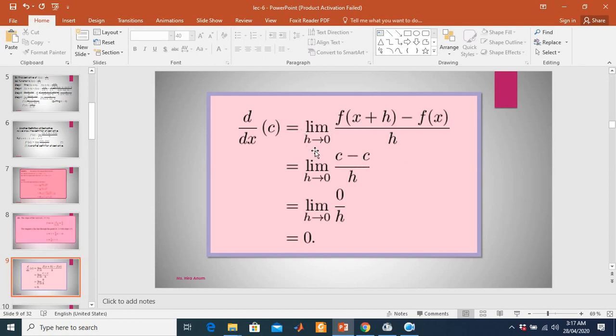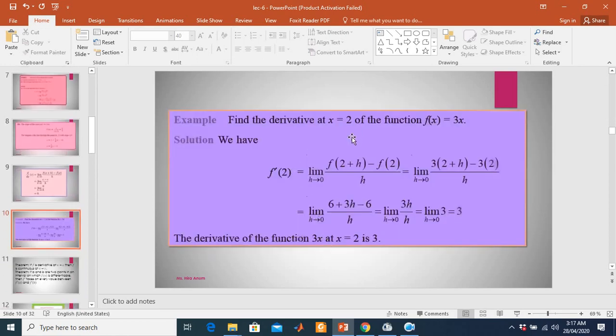When limit h approaches 0, divided by h, c will be cancelled. Then 0 over h equals 0. When we take the derivative of a constant, it is equal to 0.